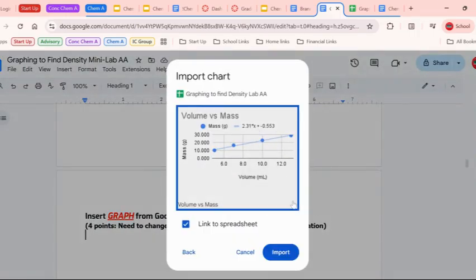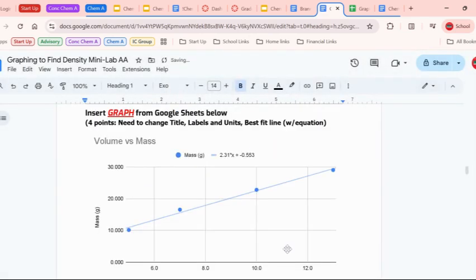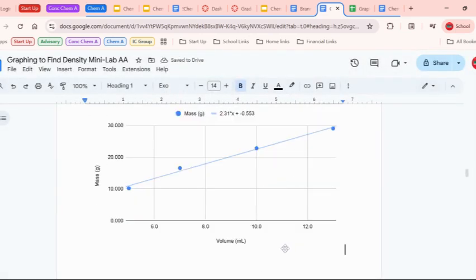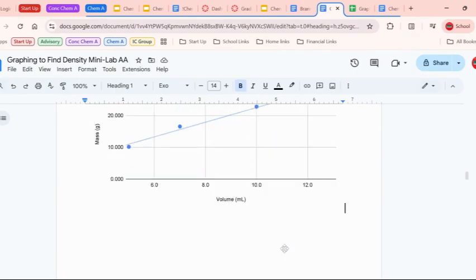Once you have the box highlighted like it is now, you can hit the Import button, and it will import the graph for you. Those were the 2 things that you needed to get done in the lab.